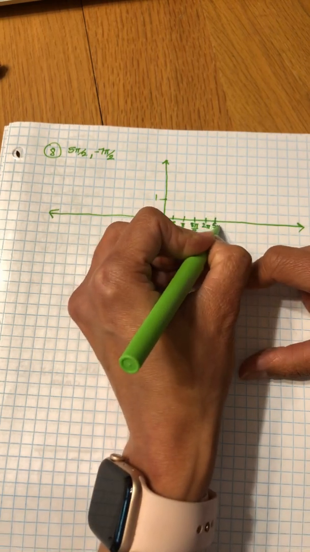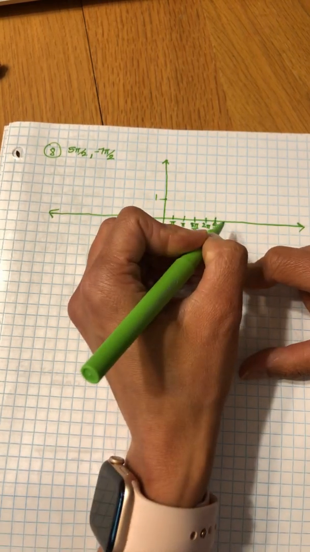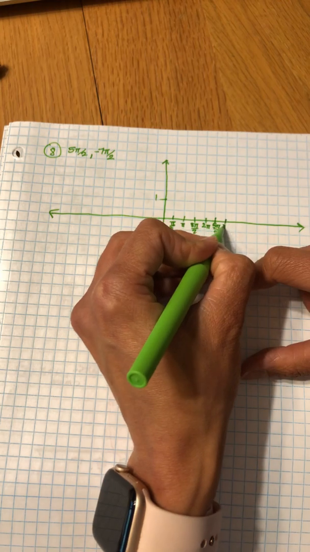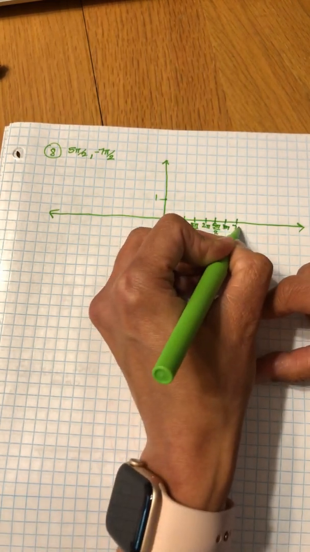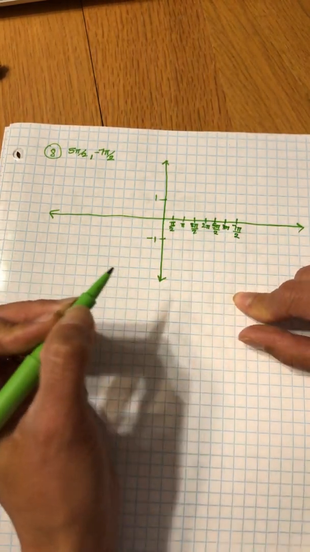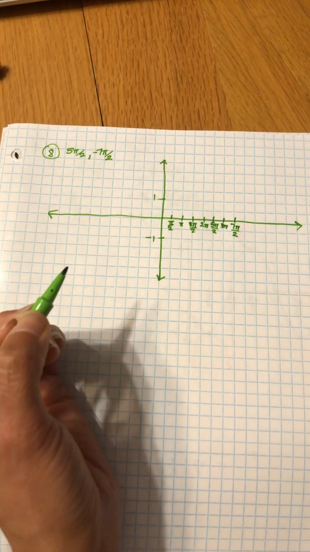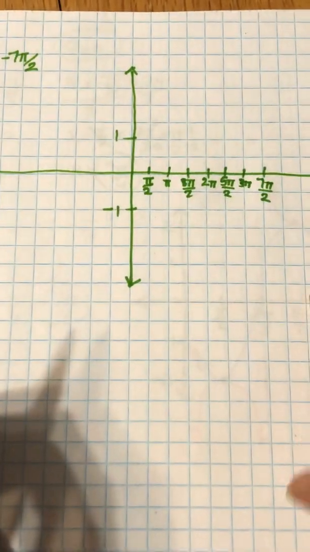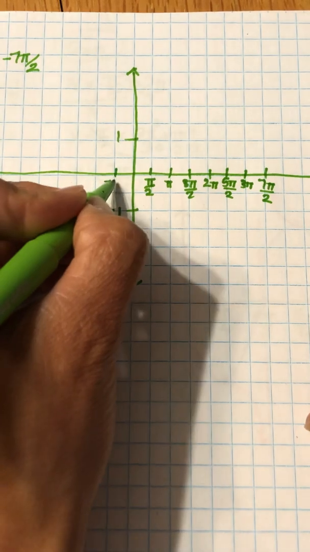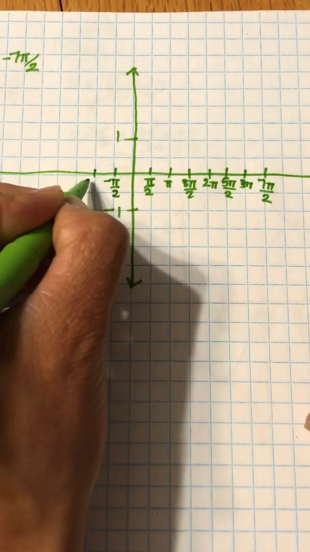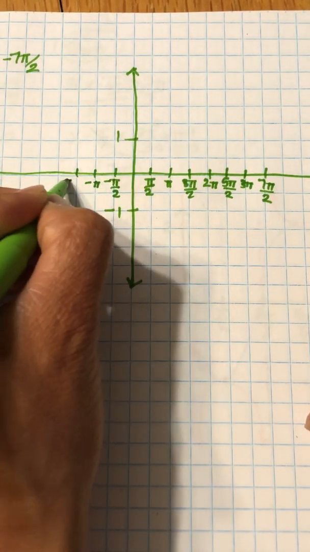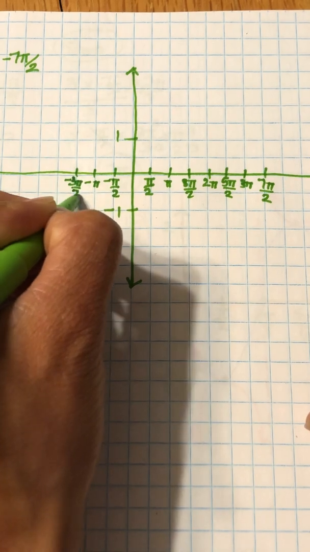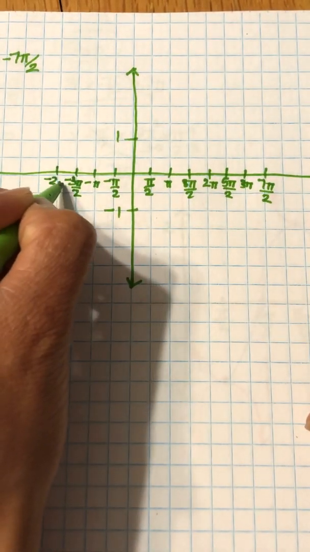5 pi over 2, 6 pi over 2 is 3 pi, 7 pi over 2. I guess I could have spaced it out a little bit more, but that's okay. And then do the same thing on the negative side. Negative pi over 2, negative pi. Negative 3 pi over 2, negative 2 pi.